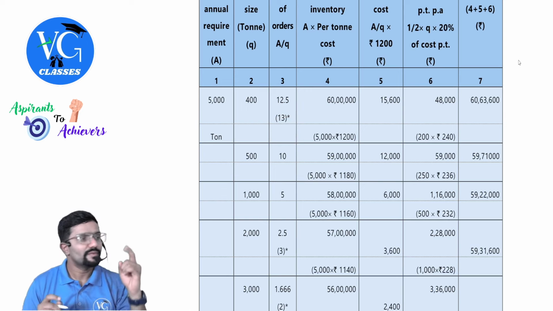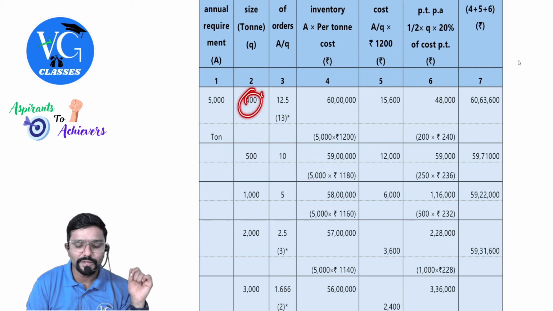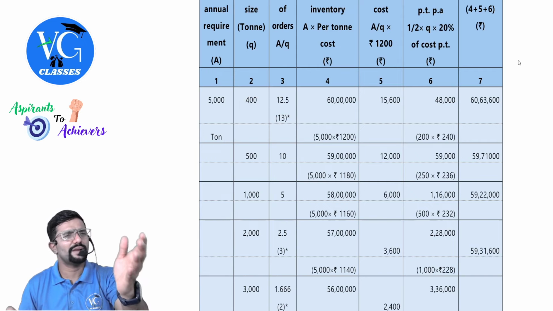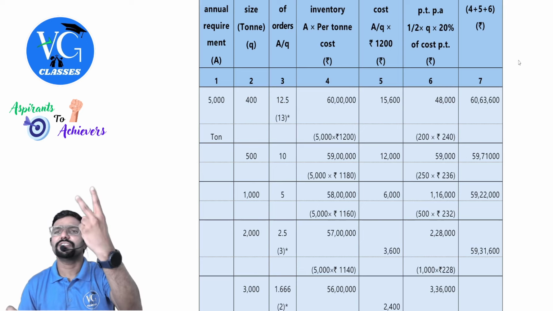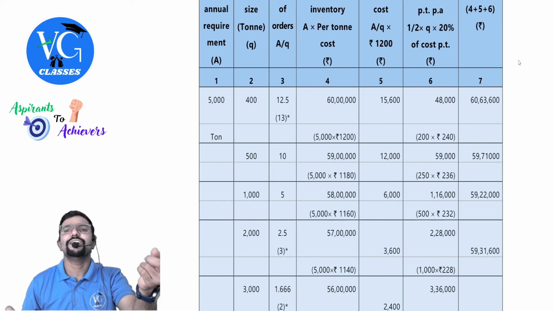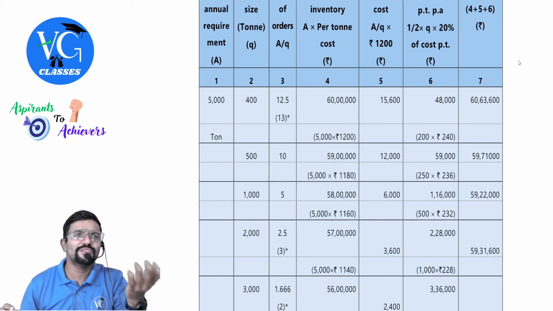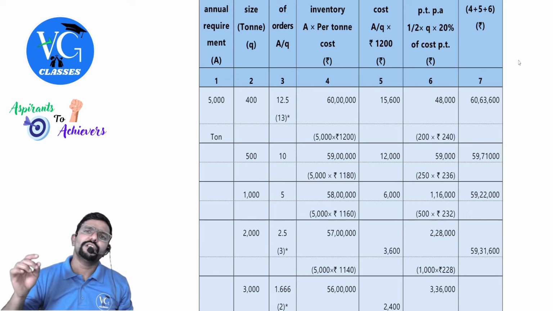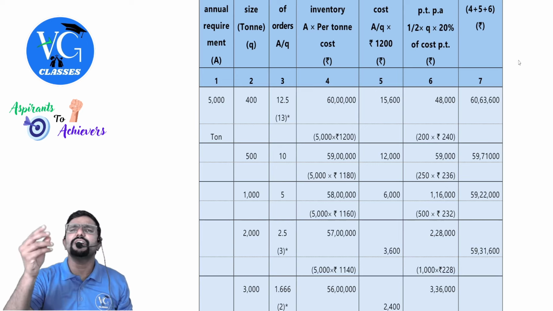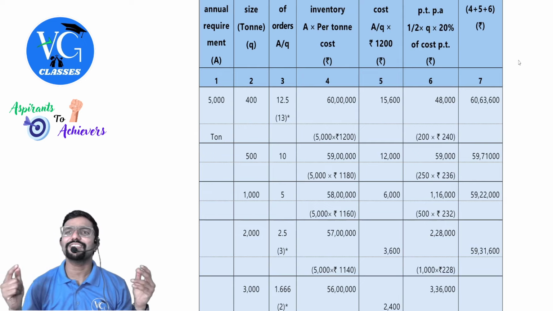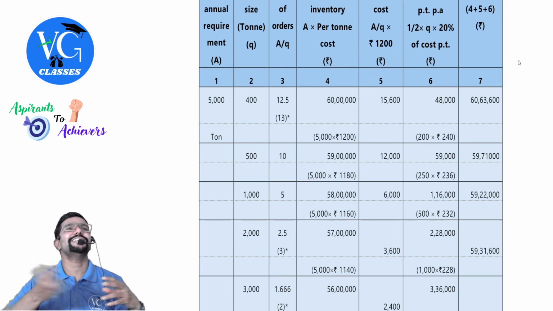Simple, guys. First calculate. 400 into 12, 4,800. Still 200 is there. For that, I should place one more order, no? So, number of orders is how much? 13. Clear? Assume it was 4,800, another order, 100 is remaining. You have to place it. So, total number of orders is how much? 13.